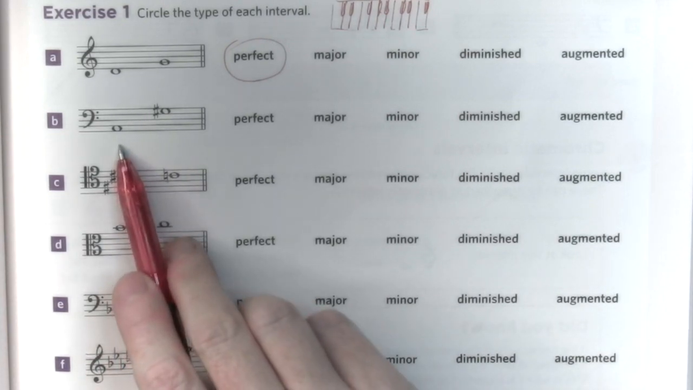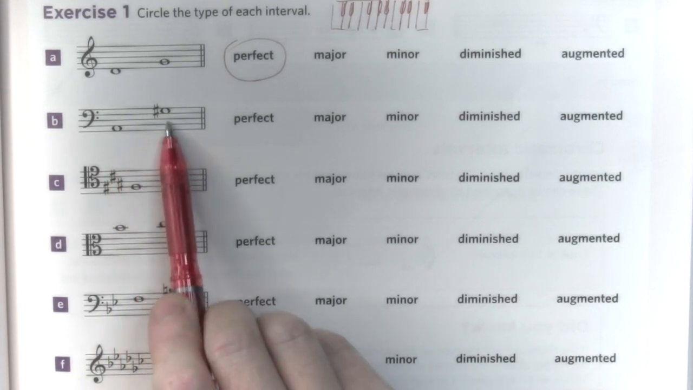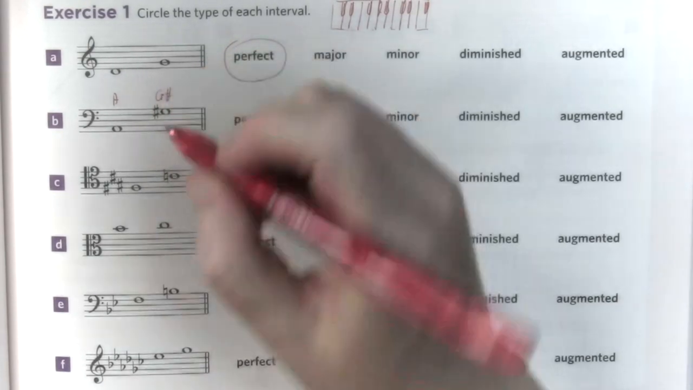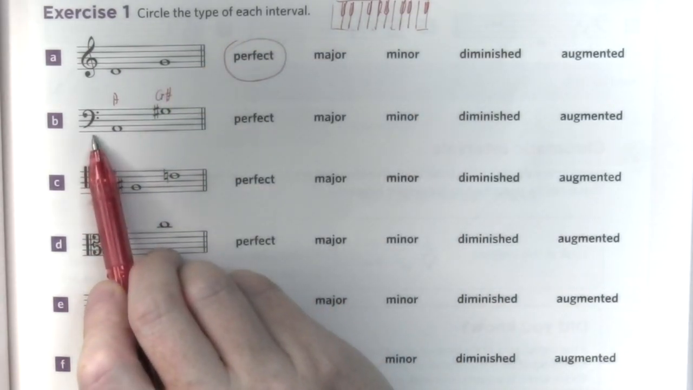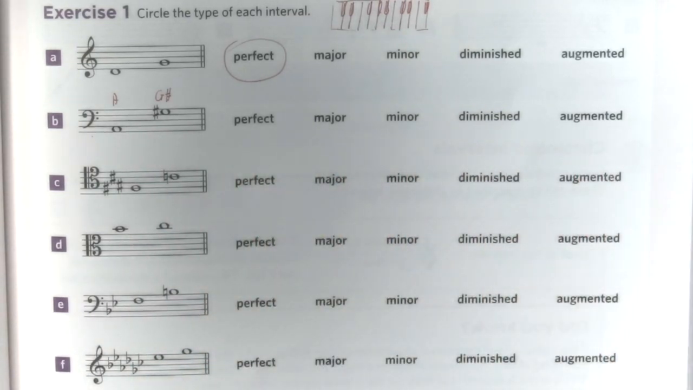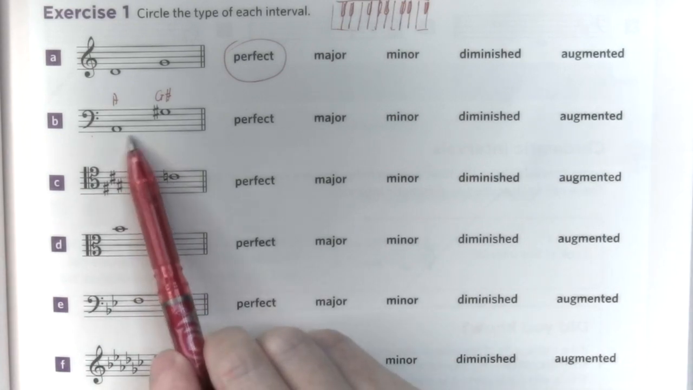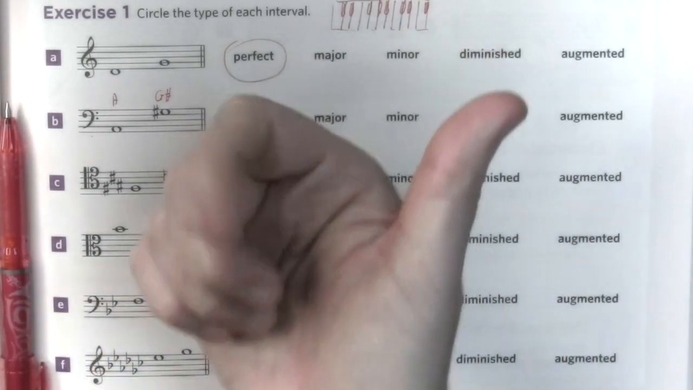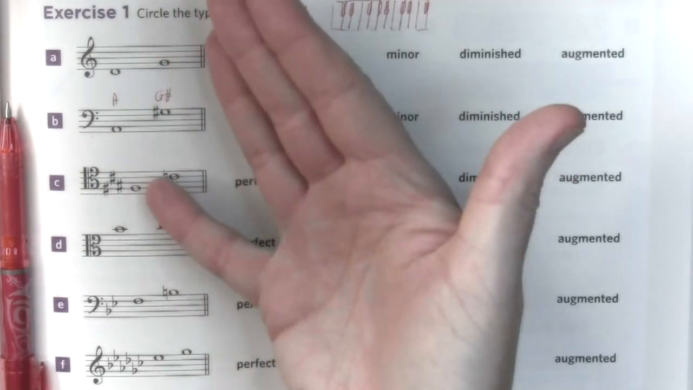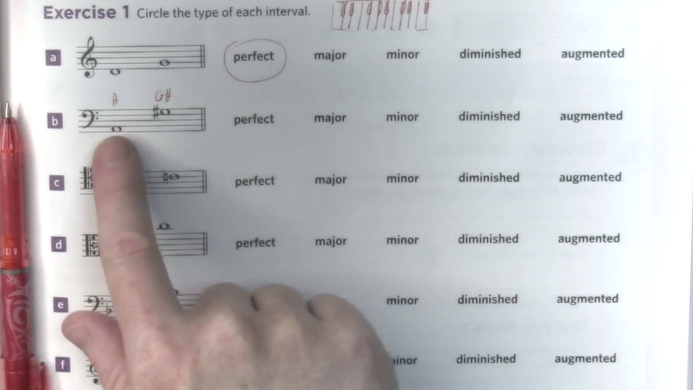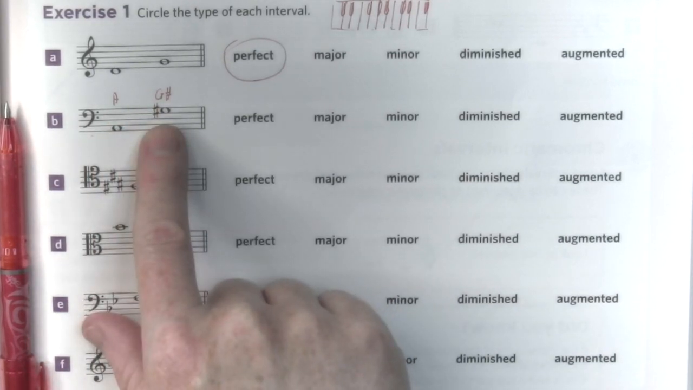The second example has the notes La and Sol sharp. Now make sure that you read them in the correct clef, otherwise you're going to make this possibly wrong just because you read the notes incorrectly. So, La Sol is obviously a seventh, but if you want, you can count La, Si, Do, Re, Mi, Fa, and Sol. And when we count, we do consider the starting and ending note.